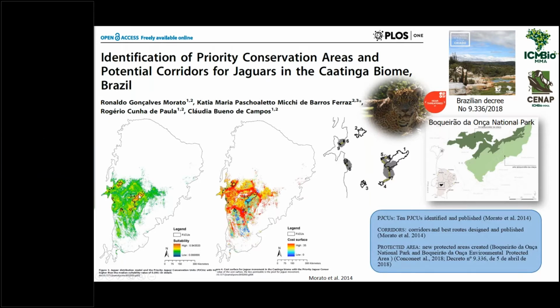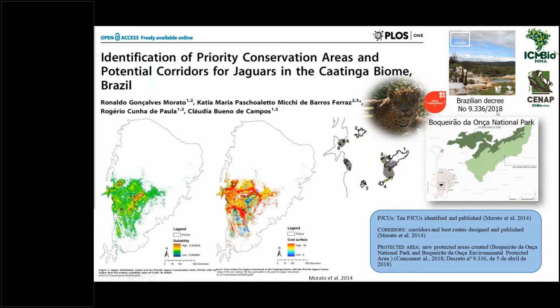So the model revealed higher suitable areas here in these polygons, and the largest patch of suitable area for jaguar was, at that time, not protected. Based on the SDM, we also ran cost surfaces for species movement. We were able to design some suitable corridors linking these suitable patches.